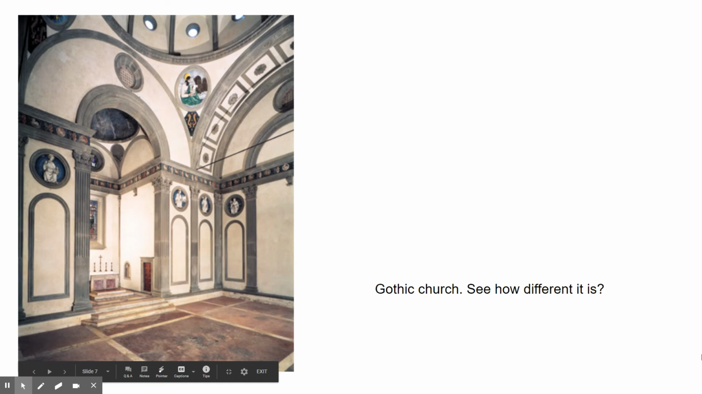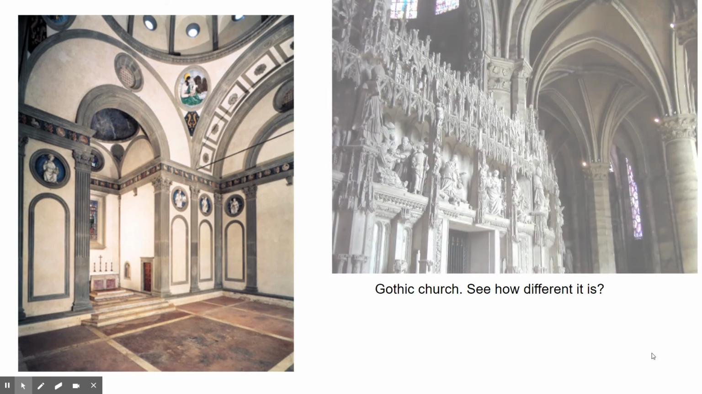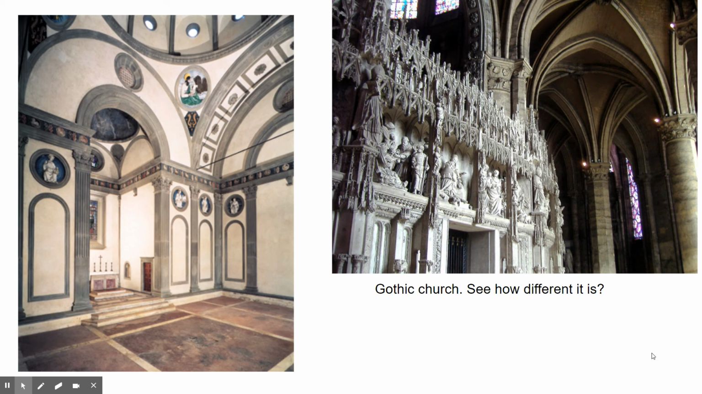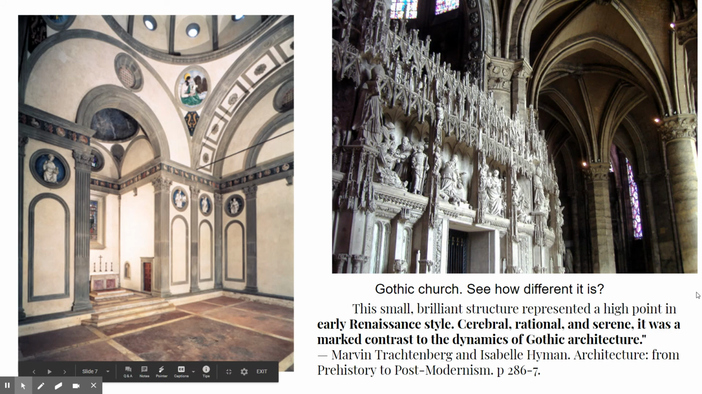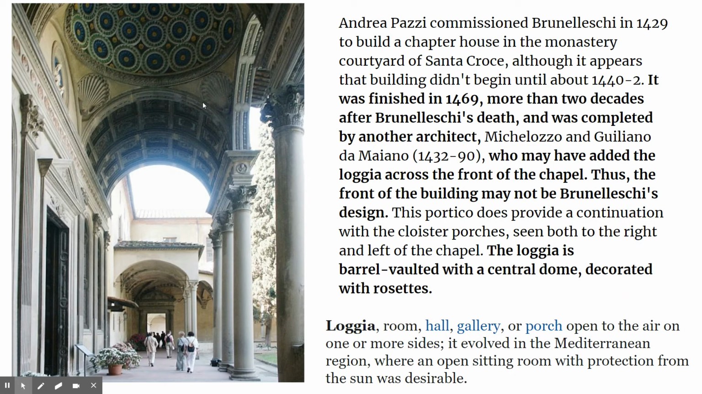So here is our interior. Look at the interior of a Gothic church. Now, this isn't a Gothic church that we have, but it's Gothic. See how different it is, right? So you want to think about words to describe this, as opposed to this. Cerebral for our Renaissance, rational, serene, right? Very different from Gothic.